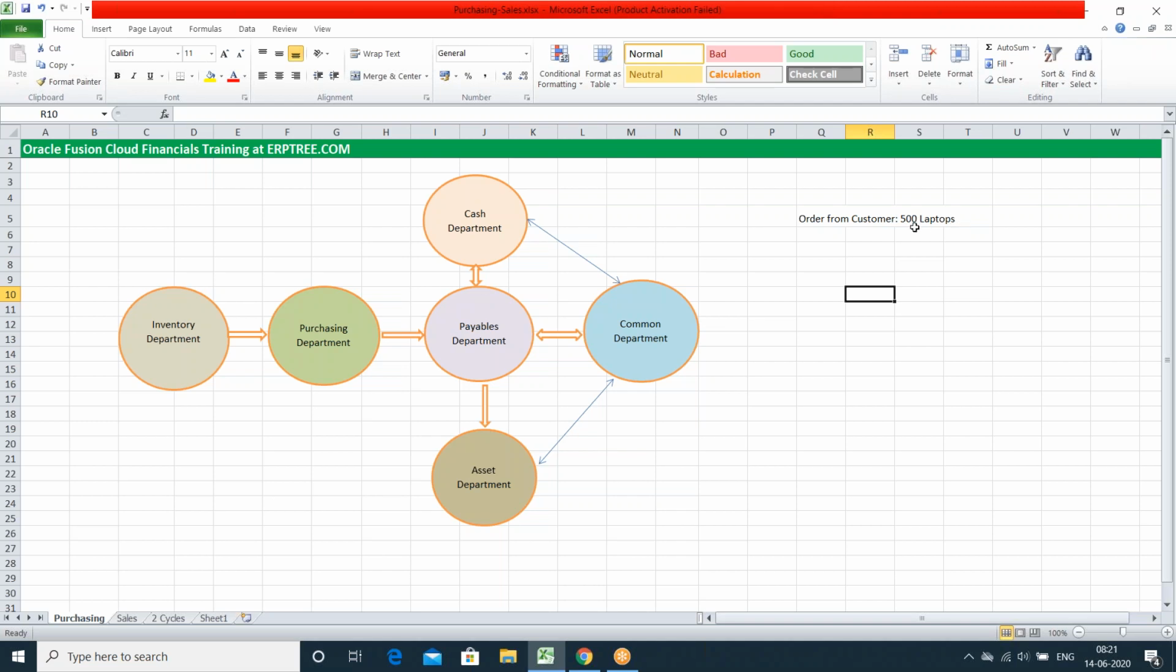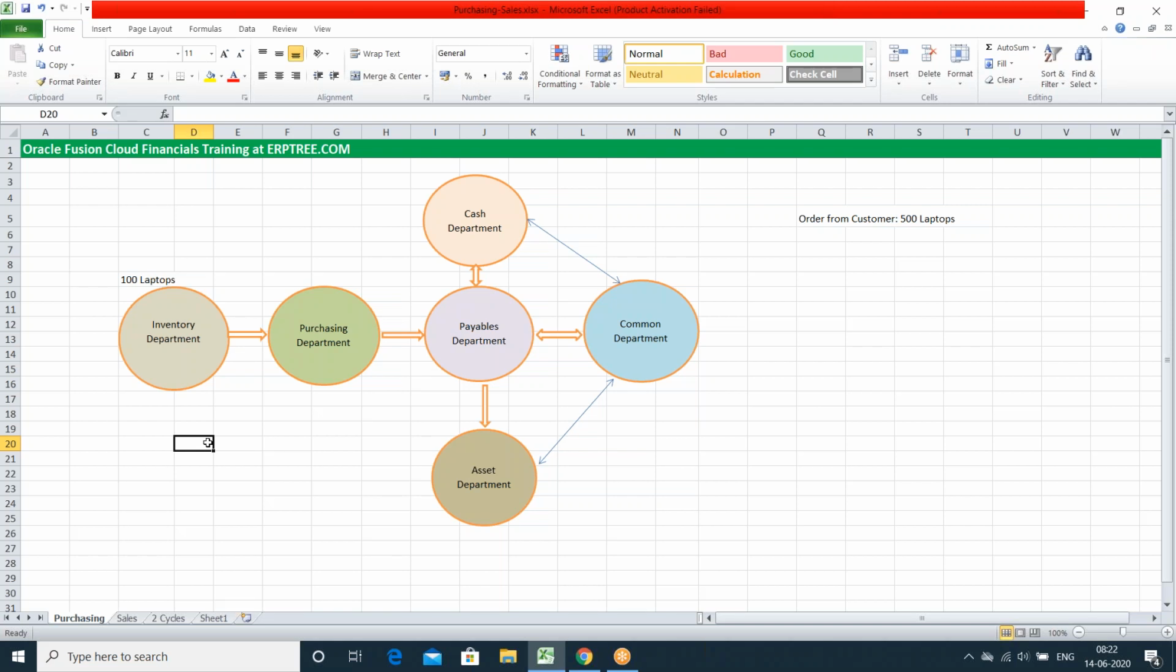When they get an order from the customer, ideally they have to check the stock availability with the inventory department. So the inventory department checks the stock availability. As per the inventory department, or say the warehouse, only 100 laptops are available, but the customer ordered 500.